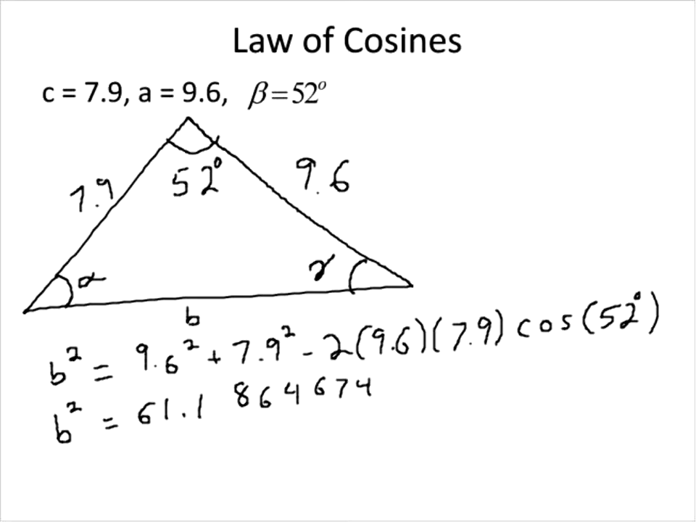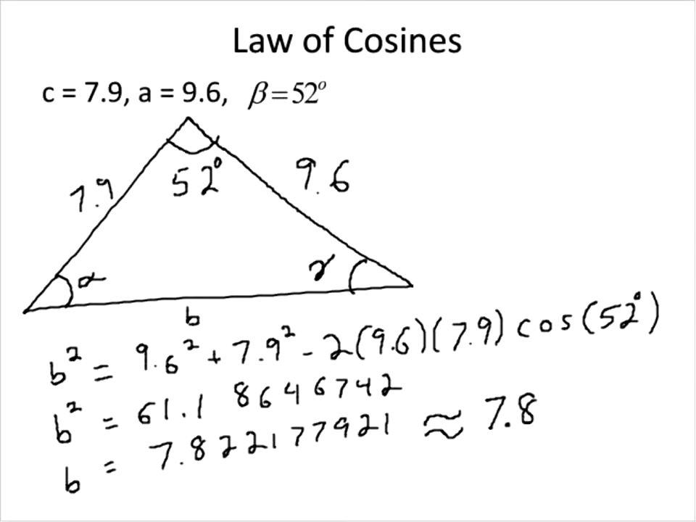Once I put all that into my calculator, I get 61.8646742742, I think, is what I have in my calculator as I'm looking at it. Then I'll take the square root of both sides, so B is equal to 7.82217791, so we'll round that off to a tenth and say side B is about 7.8 units. So I now know what side B is. In order to solve this triangle, I need to find the other two angles, though.